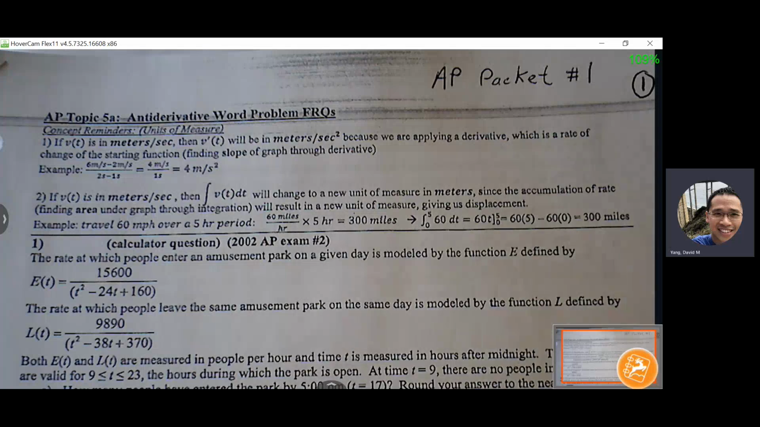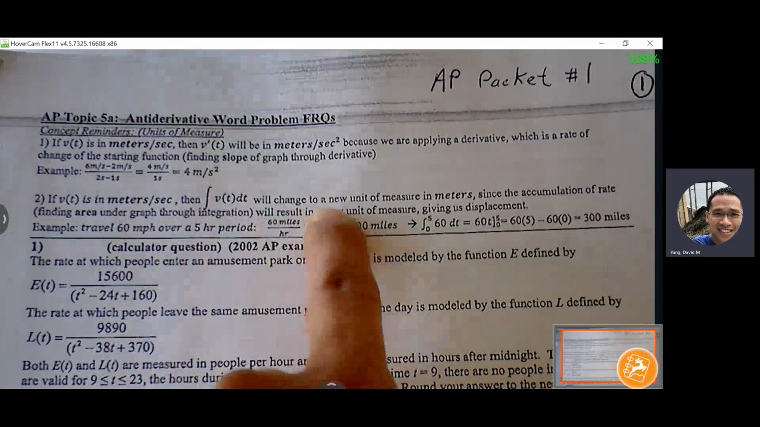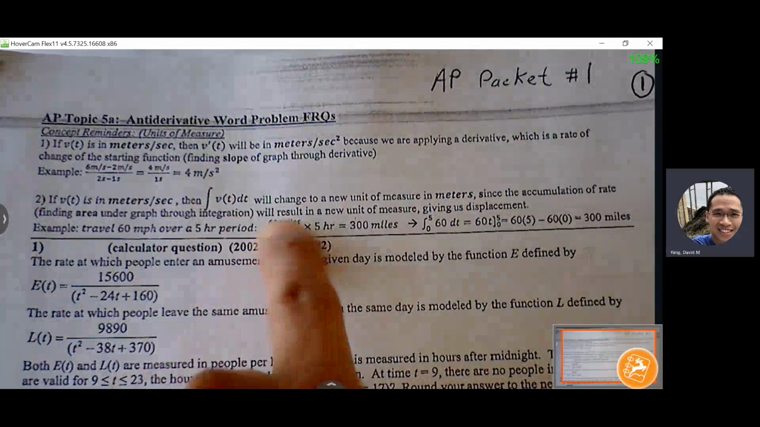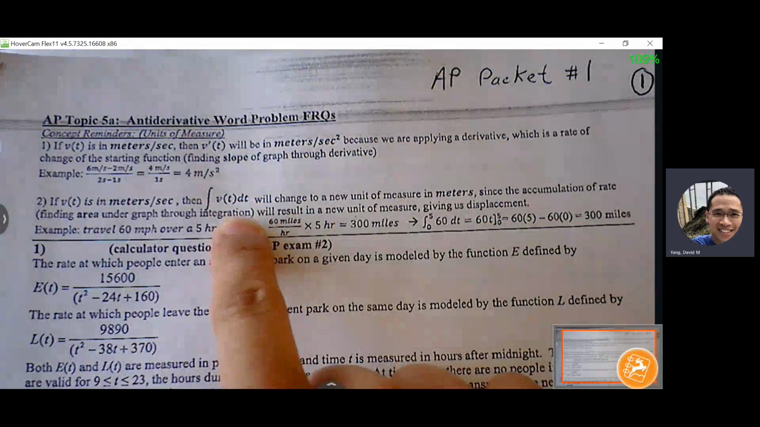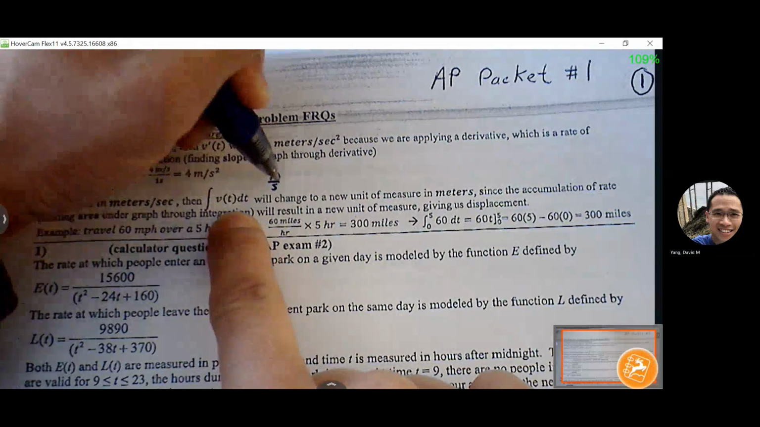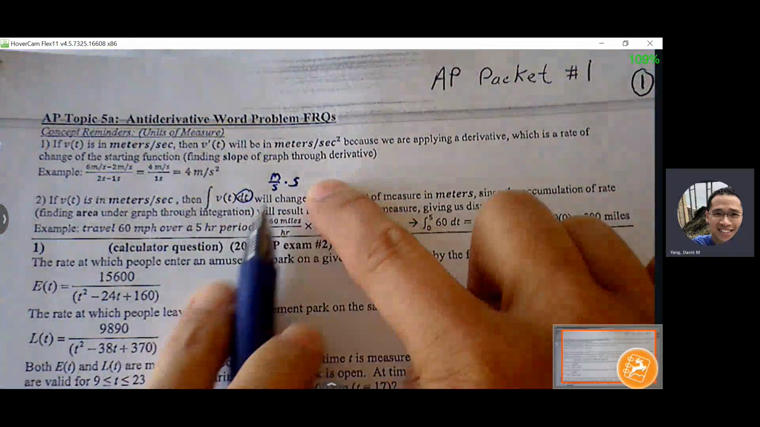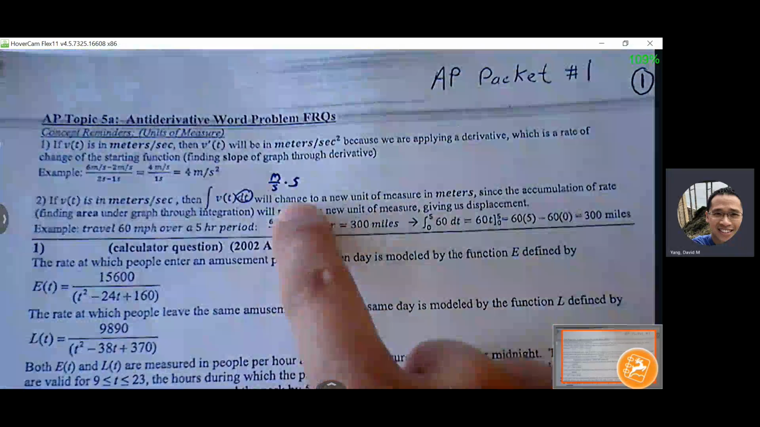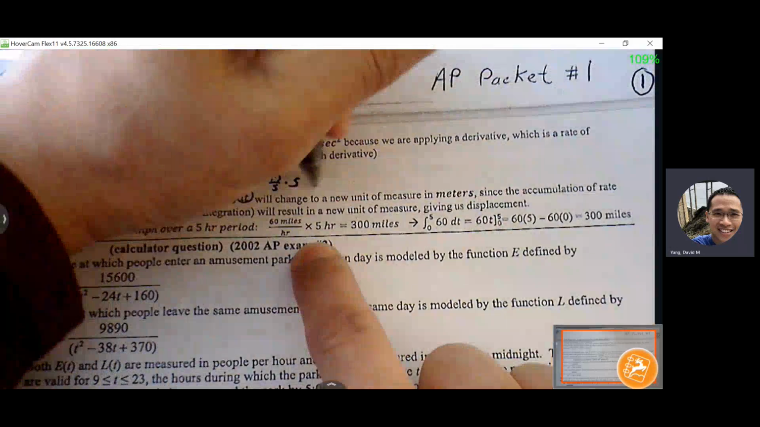Likewise, if I'm going the other direction, let's say velocity is in meters per second, then the antiderivative of velocity will change to a new unit of measure in meters, since the accumulation of rates will result in a new unit of measure giving us displacement. So here's a way I think could help: if v of t is meters per second, and then dt is also a time measurement, seconds. So what happens if I do meters per second times seconds? It doesn't turn into meters per second squared, just meters. Why? The seconds cancel out, okay? So it becomes meters.